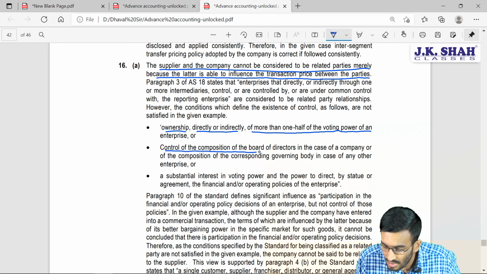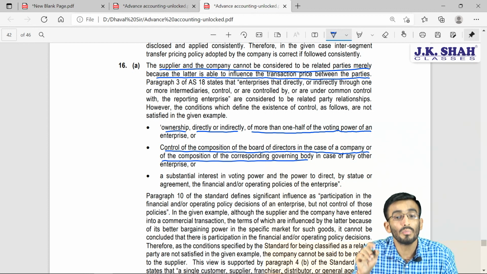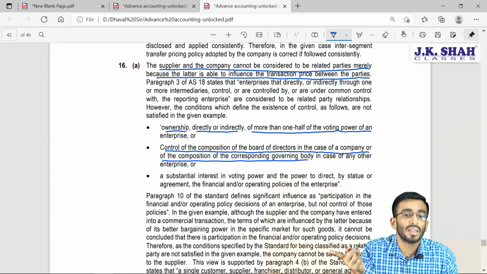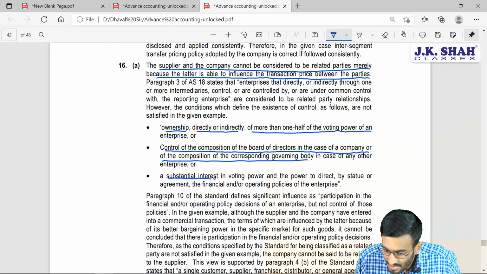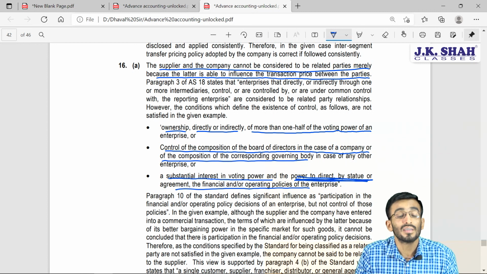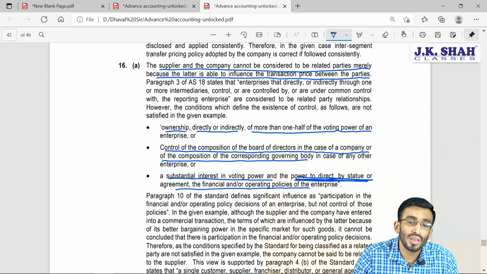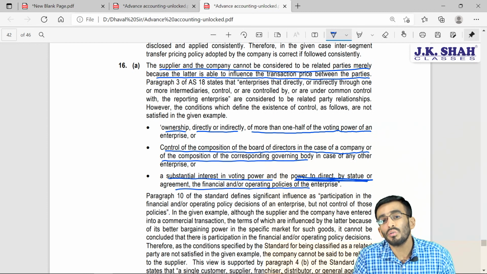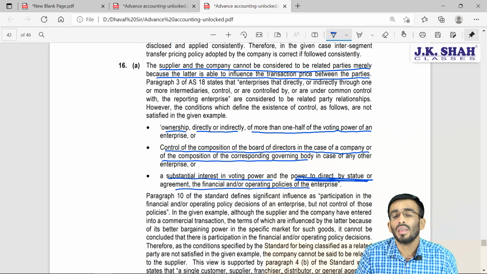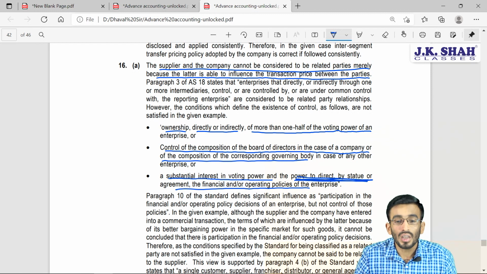Control of the composition of the board of directors in case of a company, or the composition of the corresponding governing body in case of any other enterprise, or substantial interest in voting power and power to direct financial and operating policies. So this is nothing but the definition of control. Now, by reading the definition of control, you tell me, is a supplier getting any kind of control in the organization? The answer is no.